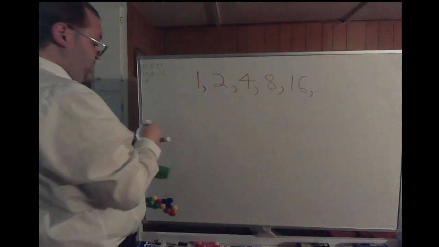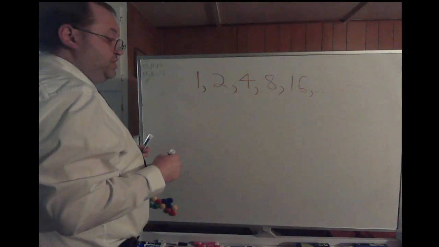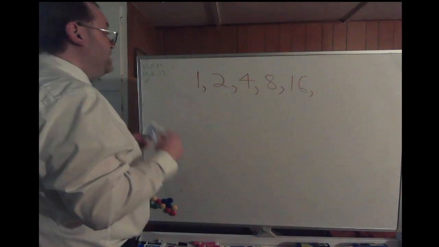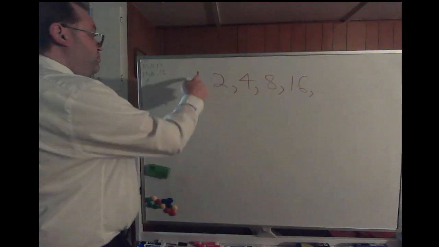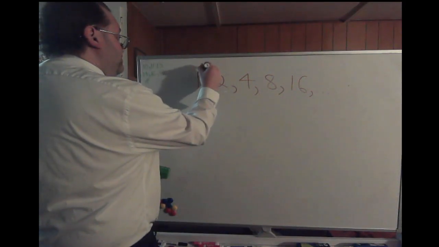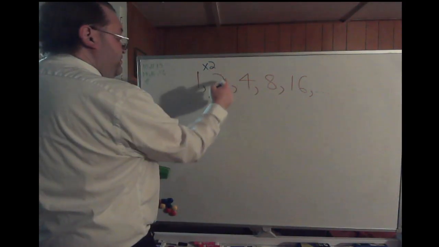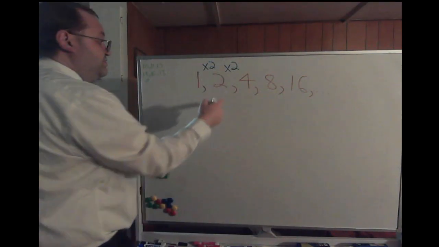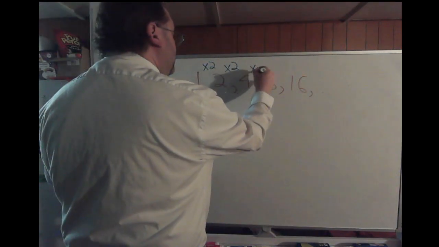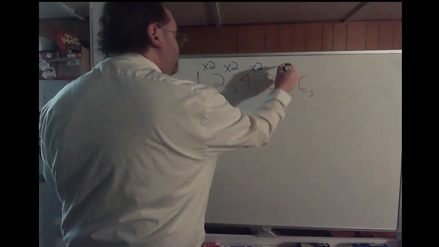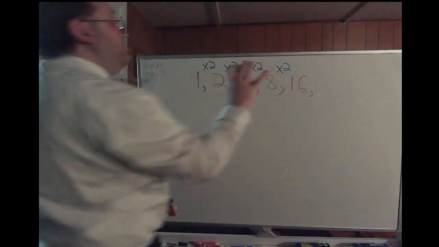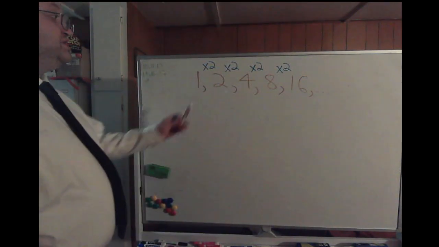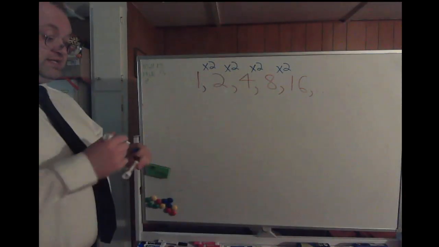However, we could clearly see it's not subtraction because it's going up. But what about from 1 to 2? You multiply by 2, right? And then from 2 to 4, you also multiply by 2 because 2 times 2 is 4. Then 4 times 2 is 8. 8 times 2 is 16. We have multiples of 2. So we've established this is a multiplication list.